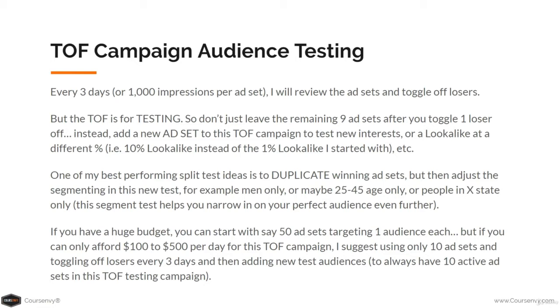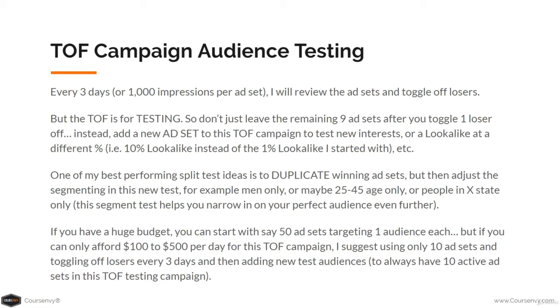One of my best performing split test ideas is to duplicate winning ad sets, and then just adjust the segmenting on the new test. For example, maybe I'll target men only in the duplicate, or maybe an age segment of the duplicate, or people in X state only. This segment test helps you narrow in on your perfect audience even further in these winning ad sets.